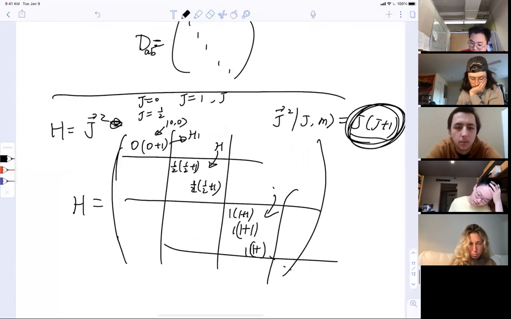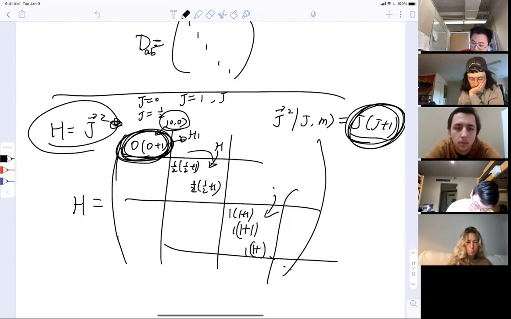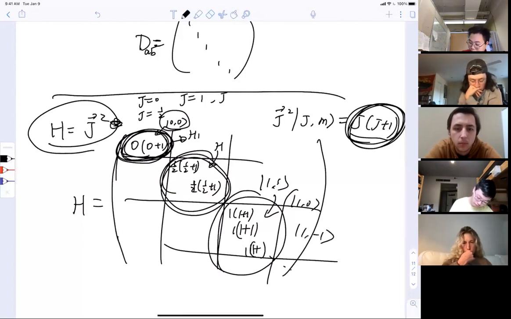You can say each subspace corresponds to a representation of the symmetry group of this Hamiltonian. This Hamiltonian is invariant under rotation. This one corresponds to the spin 0 representation, the basis is 0, 0, like what I said before. This one corresponds to the spin 1/2 representation, and the basis is up, down. This is a spin 1 representation. The basis is 1, 1; 1, 0; and 1, minus 1. And you can continue that.